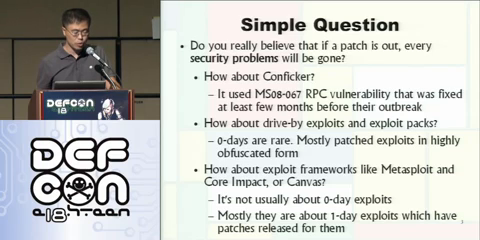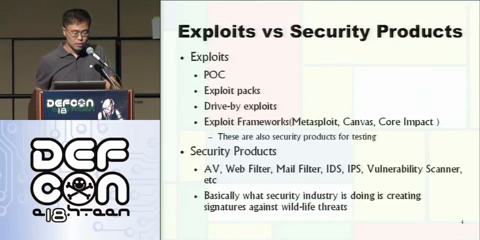And how about Metasploit, Core Impact and Canvas? The exploit frameworks are usually not about 0-days. They are usually about exploits for vulnerabilities that have patches, or they gather the information from POC code. So let's talk about exploits and security products. By exploits, I'm talking about POCs, exploit packs, drive-by exploits and exploit frameworks like Metasploit, Canvas, and Core Impact. Exploit frameworks are also security products for testing. By security products, I mean antivirus, web filter, mail filter, IDS like Snort, IPS, and vulnerability scanners like Retina.